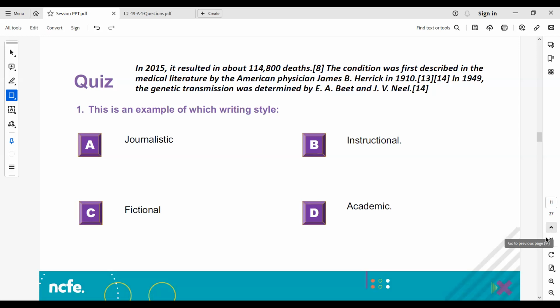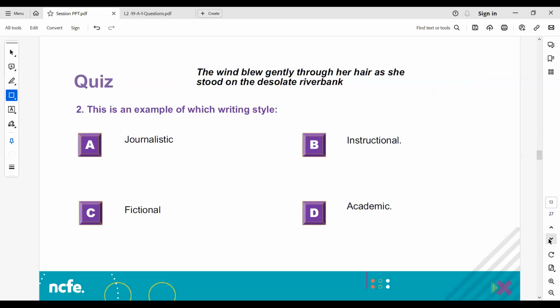Okay, let's look at the next one. So again, if you read the text in black at the top and then tell us what style of writing it is. So does anyone want to have a go?